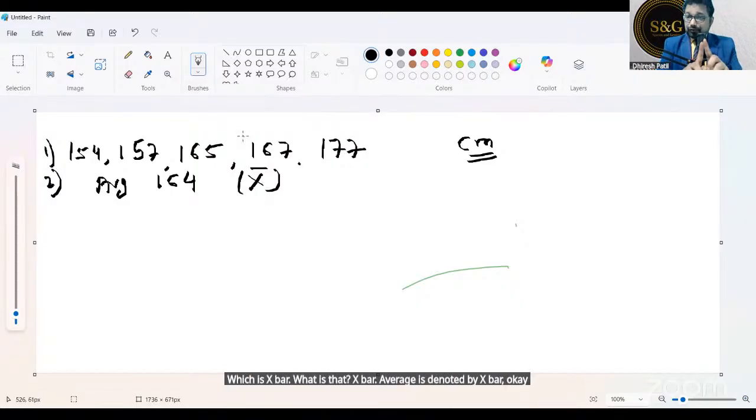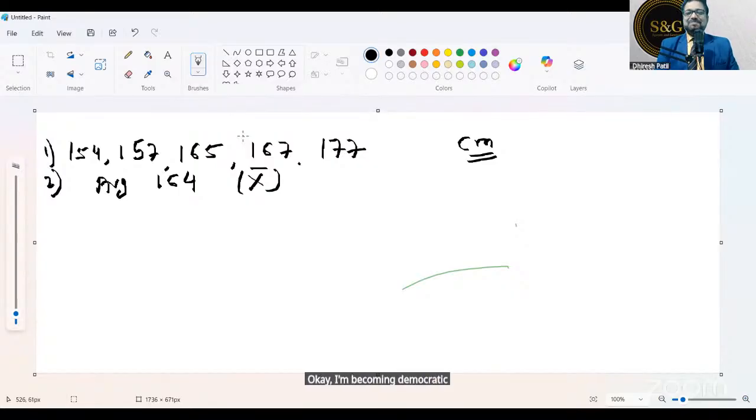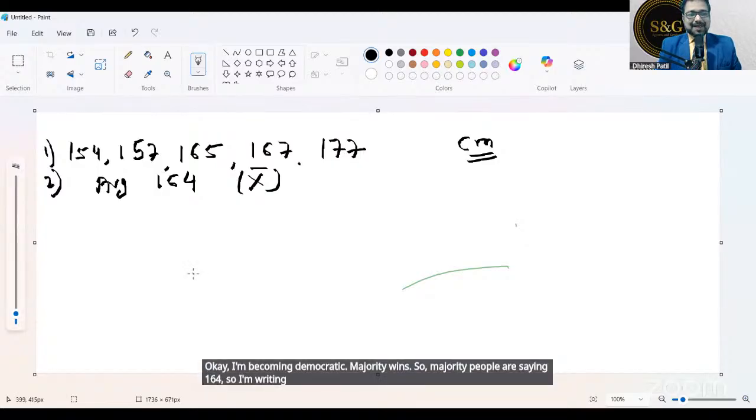Okay. See, I have not calculated. I'm just going by the majority right now. Okay, I'm becoming democratic. Majority wins. So majority people are saying 164, so I'm writing 164. Because I want you guys to calculate it, and we have randomly taken the numbers.